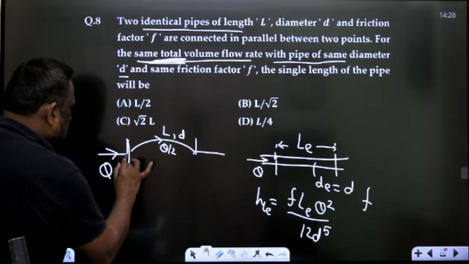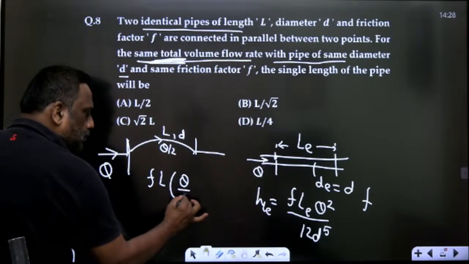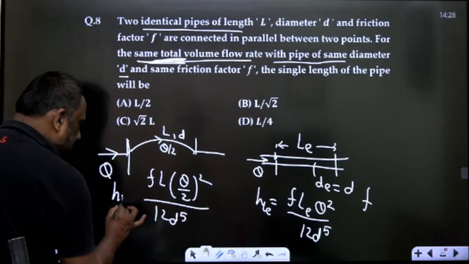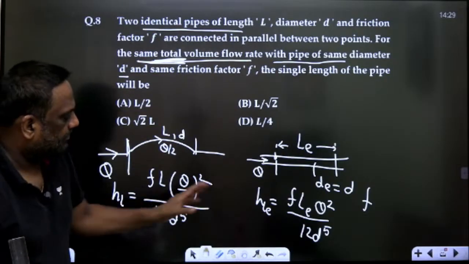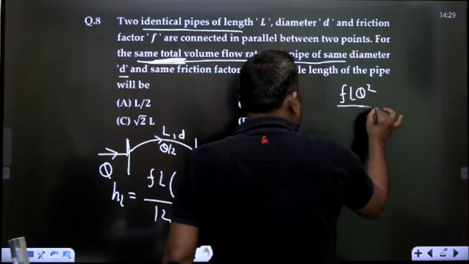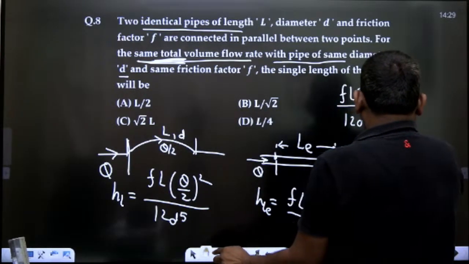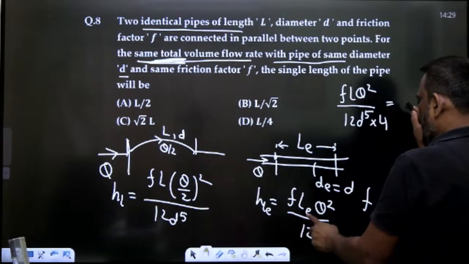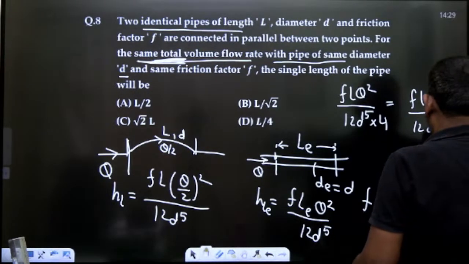It will be F L Q square, that is Q by 2 whole square, by 12 d power 5. This is the head loss in this pipe. So when can I say equivalent or replaced? When the head loss is the same. Equate both. F L Q square by 2 square is 4, into 12 d power 5, should be equal to L E Q square by 12 d power 5.